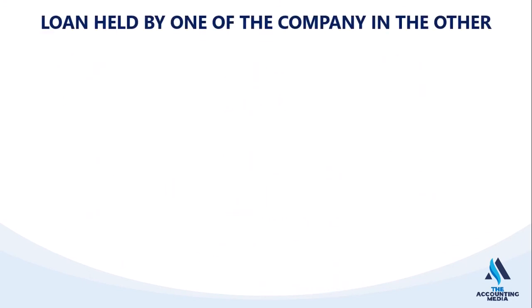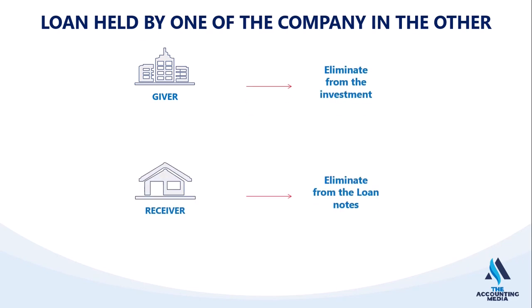And another one we will be looking at in today's video is loan held by one of the companies in the other. So as part of the investment of the parent, it is possible that the parent company will also have part of the loan note in the subsidiary, or the subsidiary can even give the parent some loan. So in that case, what will happen? So we look at the giver, it can be the parent, it can be the subsidiary. At the same time, we look at the receiver.